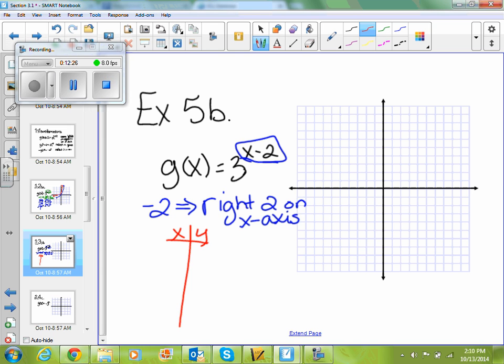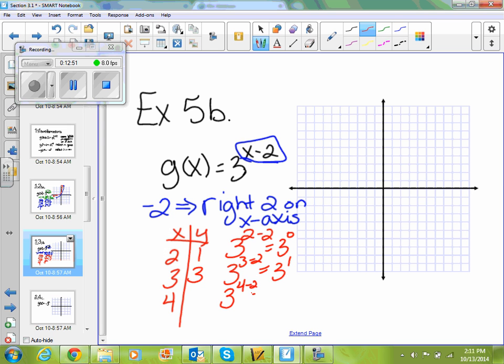So then if I make a table of values where I pick some x's, or you can graph these in your graphing calculator when they're on your assignment, but for this sake, we're going to make a table of values. So 3 to the 2 minus 2 equals 3 to the 0, which is 1. 3 to the 3 minus 2 equals 3 to the first, which is 3. And 3 to the 4 minus 2 equals 3 squared, which is 9. So then if I graph those, over 2 up 1, over 3 up 3, and over 4 up 9, I know that I get a function that looks something like that.